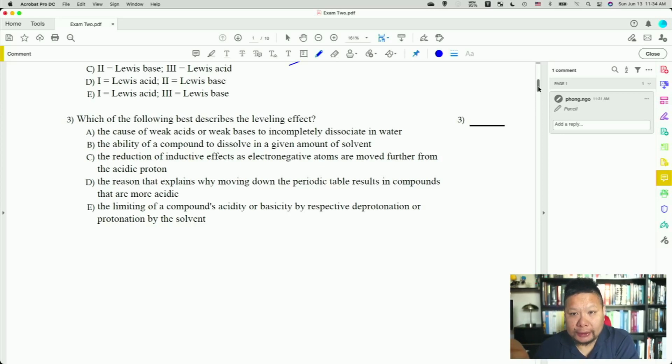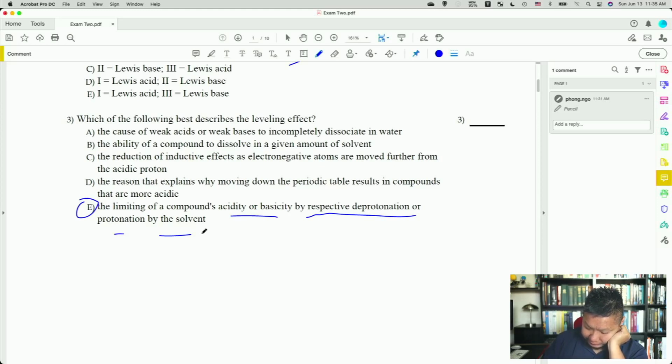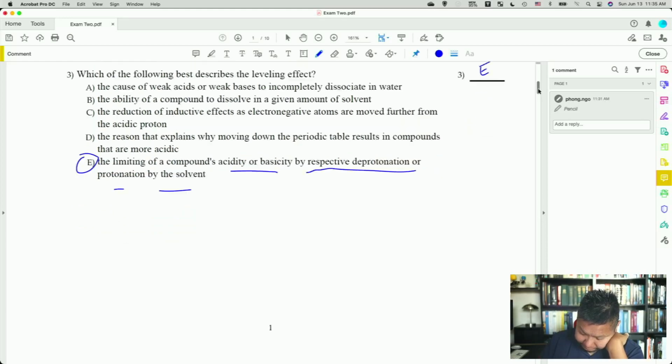Okay, and the reason why is because you don't want the water, as a solvent, reacting with the reactant before the reactant reacts with the other reactant, right? So then the strength of the reactant, in this case an acid or a base, is diminished because it's already reacted with the water solvent instead of the intended reactant. The only answer there that best fits that is E. The limiting of a compound's acidity or basicity by respective deprotonation or protonation by the solvent. Right? And in my example, I used water in the slides.